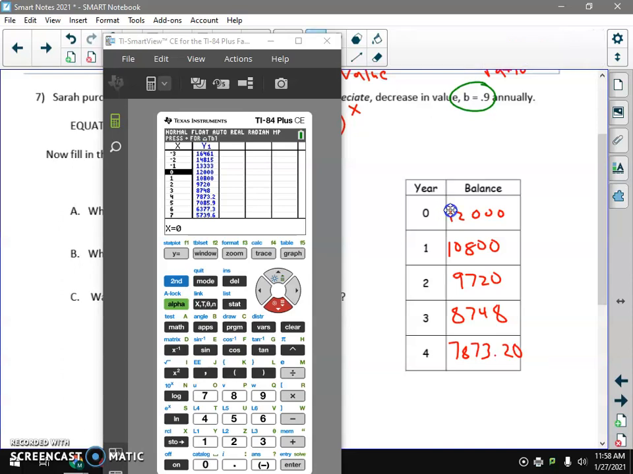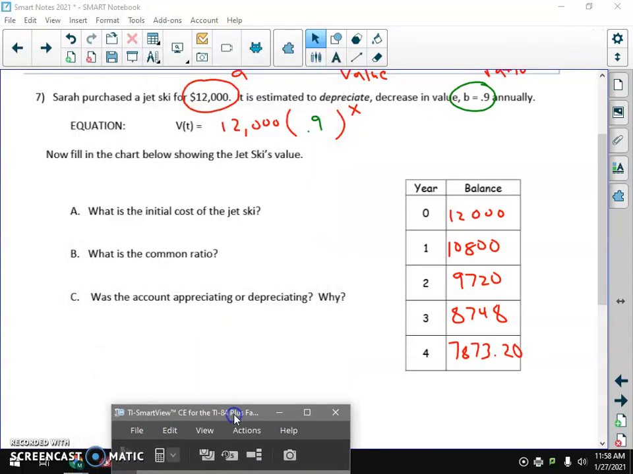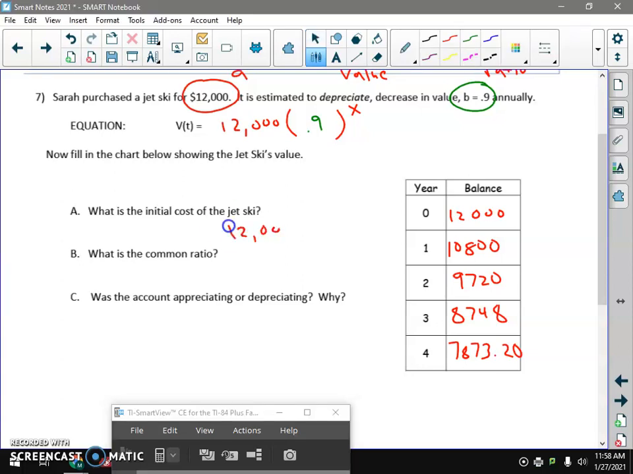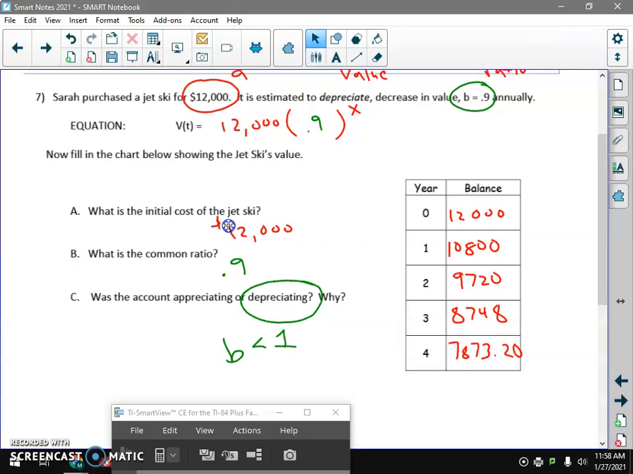All right, if we answer these questions, what was the initial cost of the jet ski? That's also the A value. We know that to be 12,000. What's the common ratio? That's the B value. We said it was 0.9. Is it appreciating or depreciating? It's depreciating. Why? Because B is less than 1. 0.9 is less than 1.